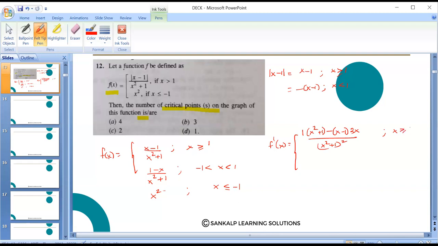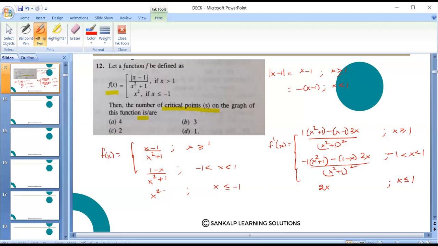This is for x greater than or equal to 1. For x between minus 1 and 1, again quotient rule: minus 1 into x squared plus 1 minus 1 minus x into 2x, by x squared plus 1 whole square. But this is for x between minus 1 and plus 1. And the last one is 2x for x less than or equal to 0.